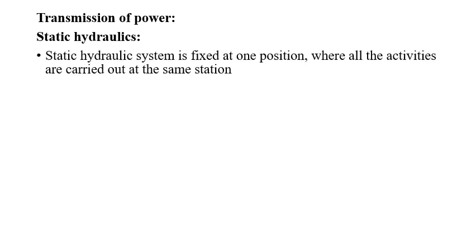Static hydraulic system is fixed at one position where all the activities are carried out at the same station. Means the system is fixed to one particular location and the activities will happen from there itself. Means in that location the hydraulic system operates the different tasks. It will happen somewhere else, but it is operated in one particular location. That is static hydraulics.